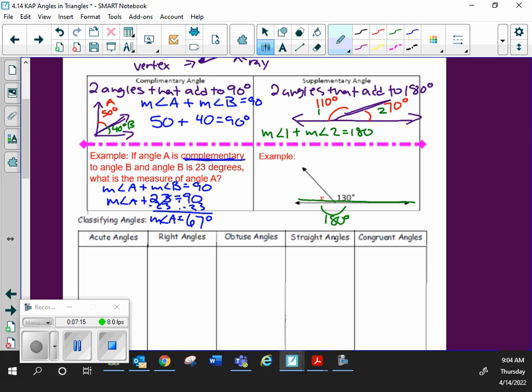Okay, let's try it out. Very good. The measure of angle X plus 130 is equal to 180. Solve, balance the equation. Subtract what from both sides? Good. And I'm going to get that the measure of angle X is equal to 50.